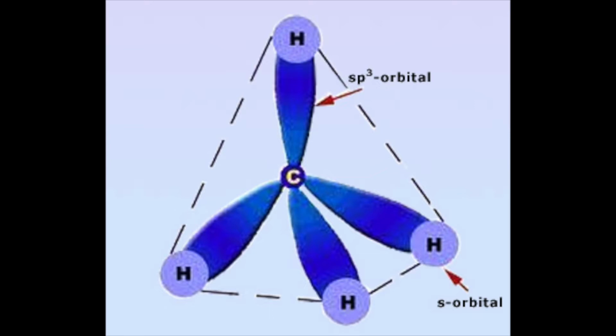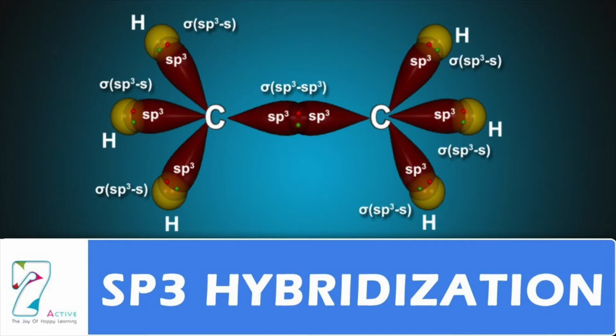sp3 is the blue. A further example, if you have ethane, C2H6, there you see quite clearly the 4 sp3 hybridized orbitals for each carbon, and then a hydrogen on the end of 3 of them, and then the carbon-to-carbon bond is the 4th sp3 orbital, and so you have 4 for each carbon, and that's ethane.